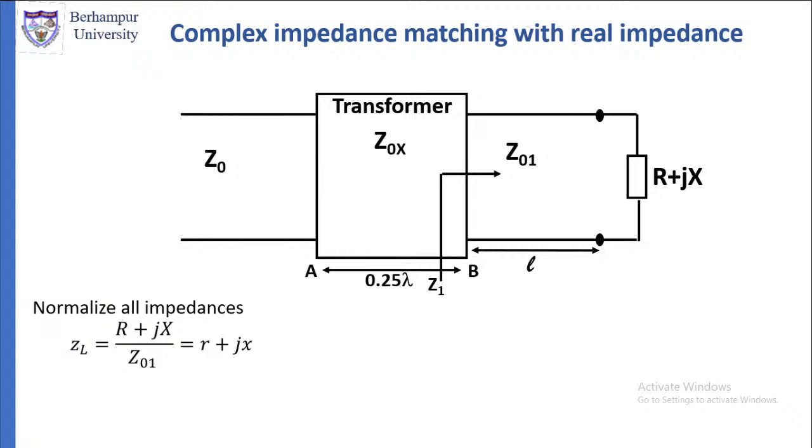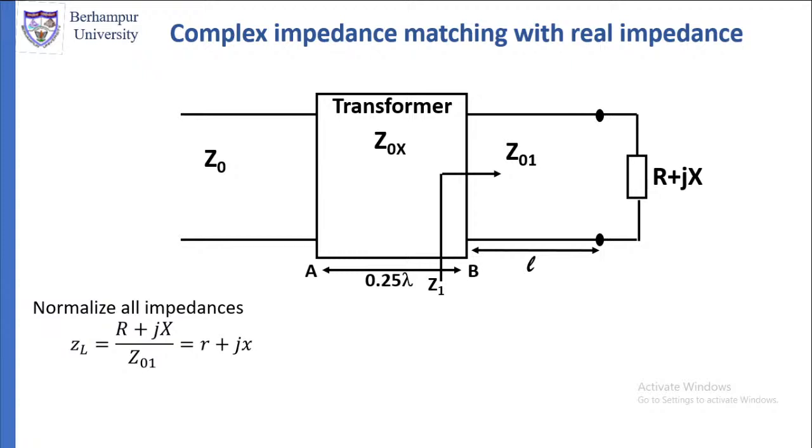Then we saw there can be three situations. One situation is a real impedance is to be matched to a real impedance. Then a real impedance is to be matched to a transmission line. Then two infinitely long transmission lines of different characteristic impedance have to be matched. These are the three situations that we saw.